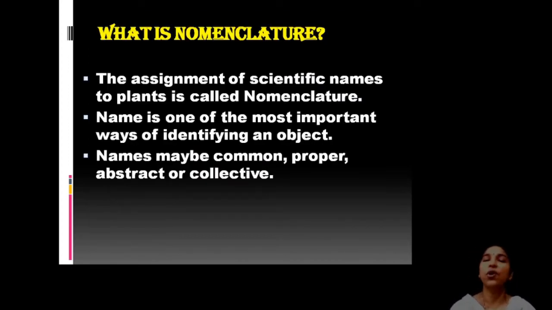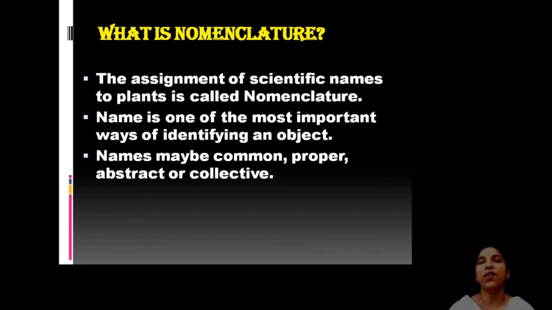You know, we all have names. Only because of that we can identify each other and communicate easily by calling their names, and so on. Okay, so names are very important, and here the assignment of a scientific name to a plant is known as plant nomenclature. Okay, so we have to distinguish plants.